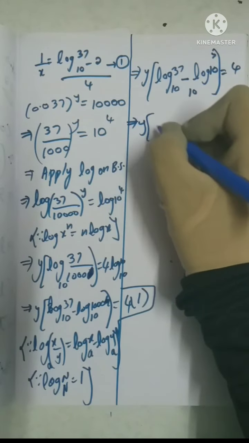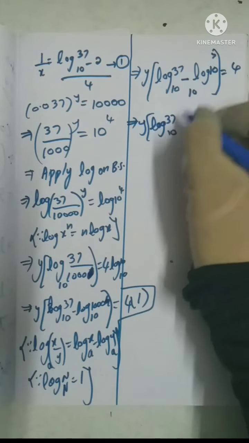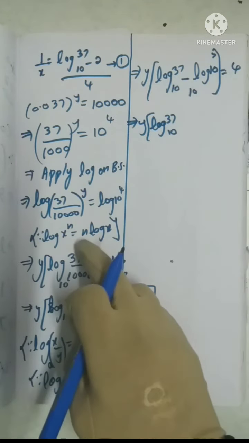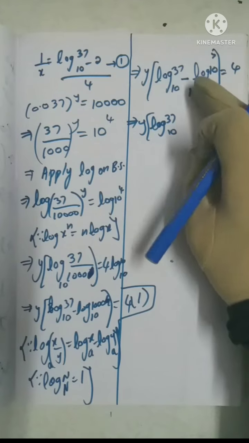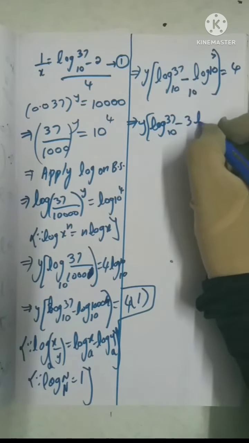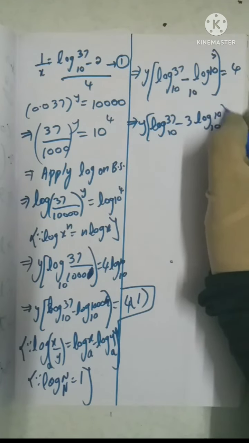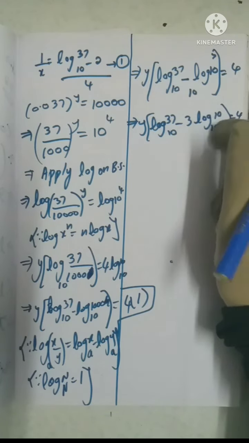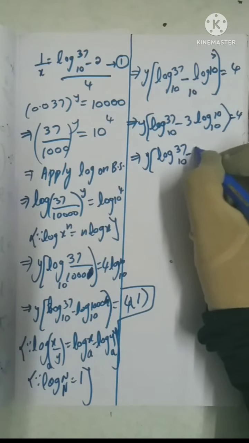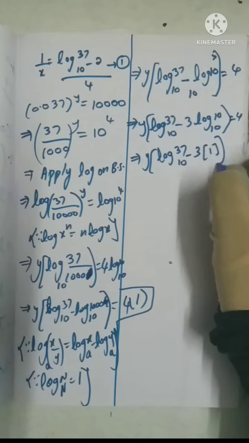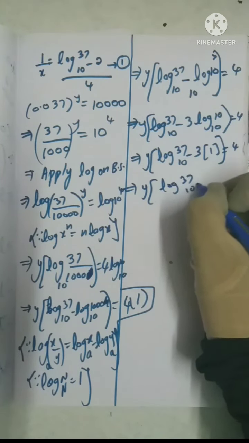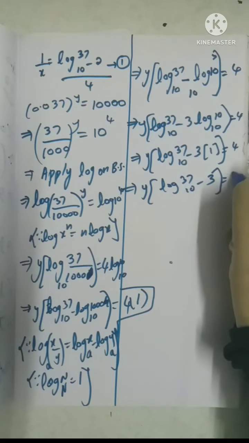So y into log 37 to the base 10 we keep as it is. Again, it is in the form of log x power n to the base a. What is log x power n to the base a? It is n log x to the base a. N here is 3, and x is 10. So 3 log 10 to the base 10 is equal to 4. Now what is log n to the base n? It is 1. So y into log 37 to the base 10 minus 3 into 1 is equal to 4. So minus 3 ones are 3 is equal to 4.